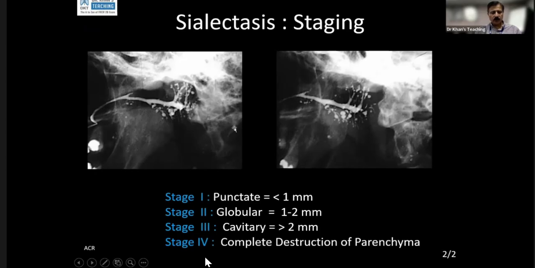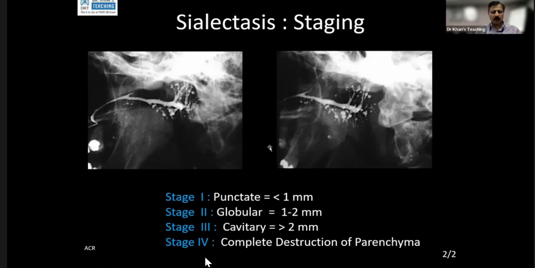Now, basically, sialectasis means dilatation of the ducts. So there is a main duct and there is a branch duct, and the branch duct can be dilated. You don't have to remember what is written here, but people classify it as punctate, globular, cavitating, and complete destruction of parenchyma. I think you should remember this. So basically less than 1 millimeter, between 1 and 2, more than 2, and destruction of parenchyma.